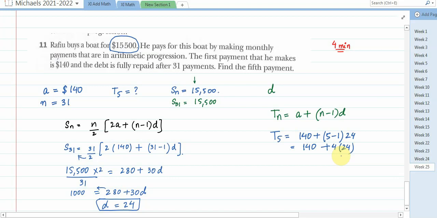You can find it easily. 4 into 24, that is 96, plus 140 gives you the value of 236. So the fifth value, fifth installment is $236, and that is your answer.